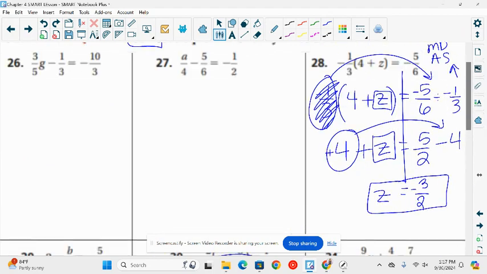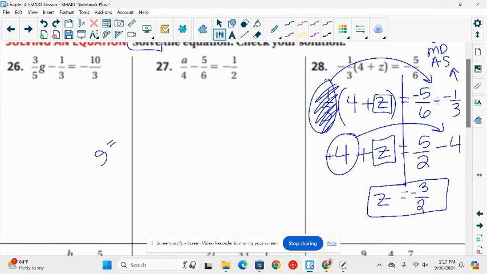Up top, you should have gotten that G equals -5, and you should have gotten that A equals 4/3. Alright? Okay, now you can pack it up and clean it up.